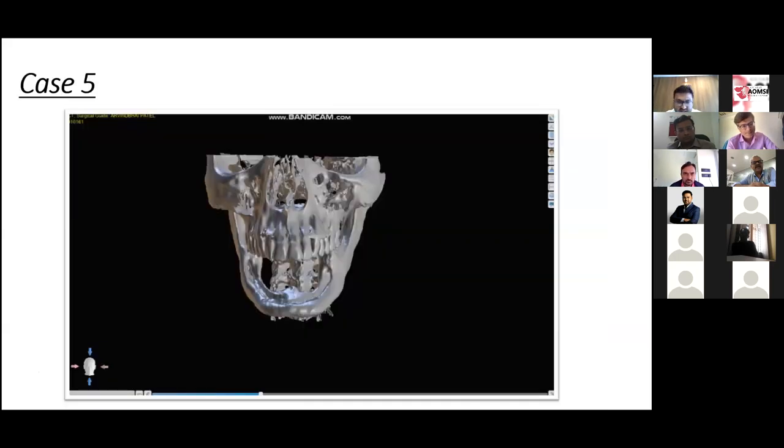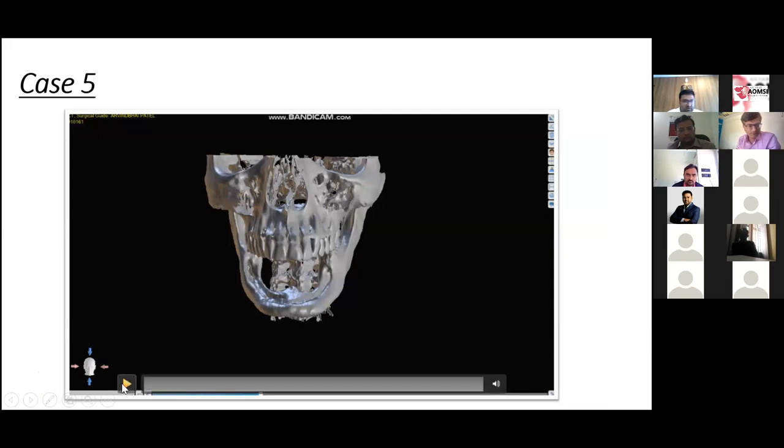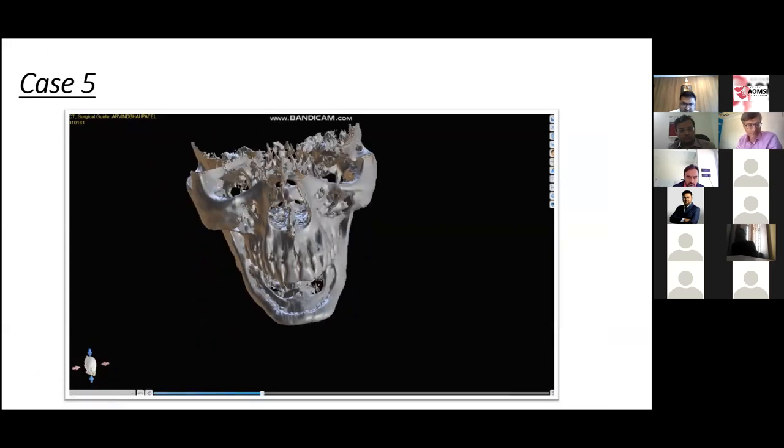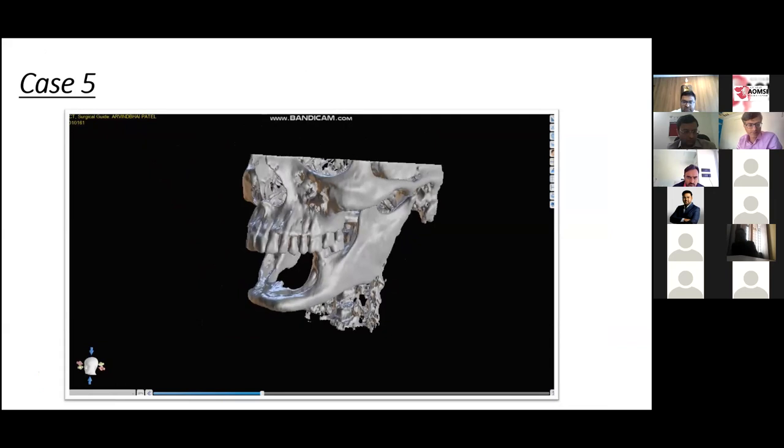Now the last one, a mandibular mucormycosis case. As we all know, in the mandible, whenever there is mucor, it completely destroys the medullary part and we are only left with the buccal and palatal plate. This is a small pre-op video, where we have a very thin mandible remaining after the surgery.